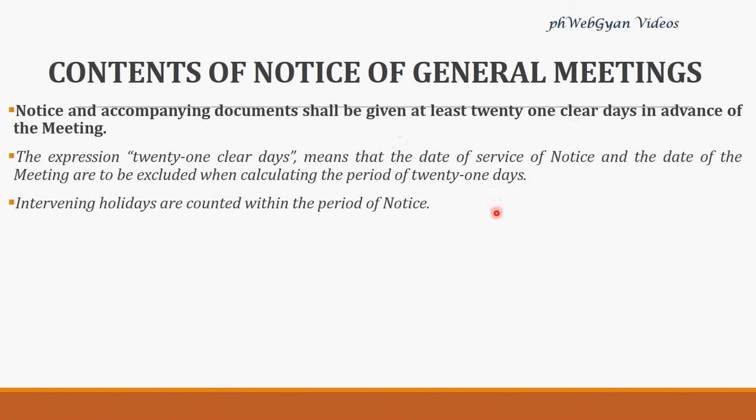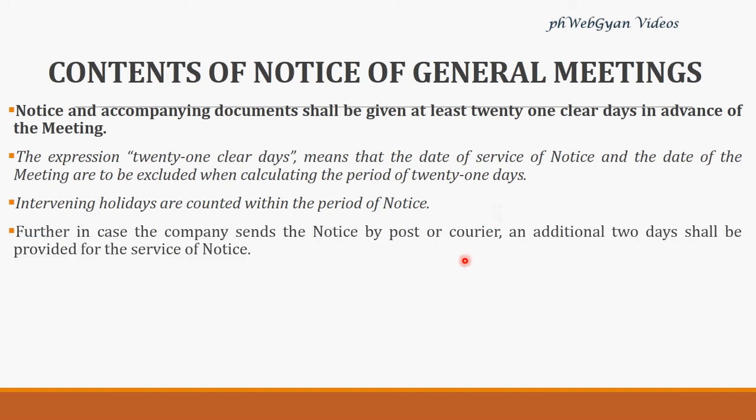Secondly, if there are any holidays in between, that period is also counted for the purpose of counting the period of notice. Further, if the notice is given by post or courier, then an additional 2 days have to be provided. So first, the date of service of notice and date of meeting are excluded, which makes it 23 days. Secondly, 2 days extra because of notice by post or courier, so 25 days. On the safer side, companies actually give 25-26 days prior notice for the general meeting.